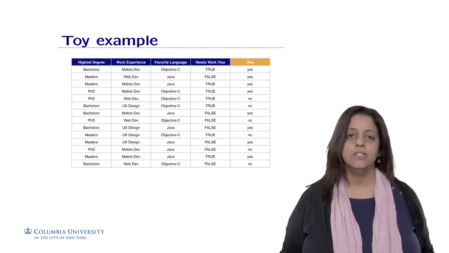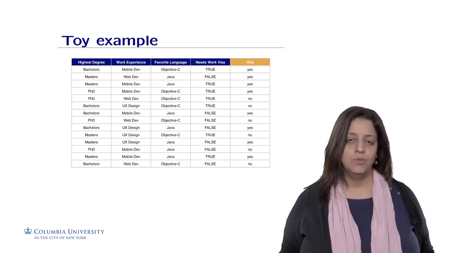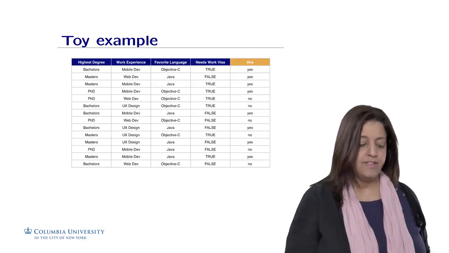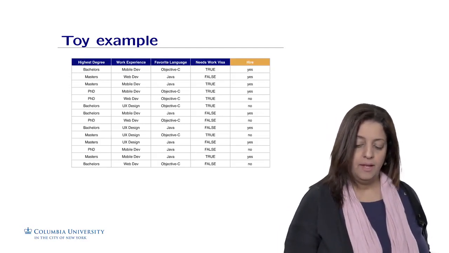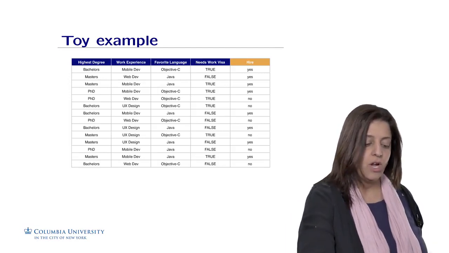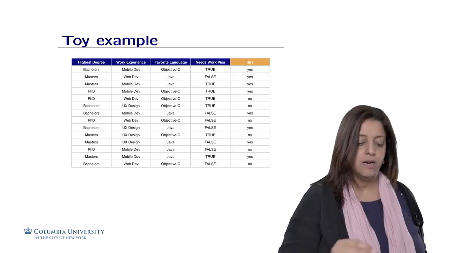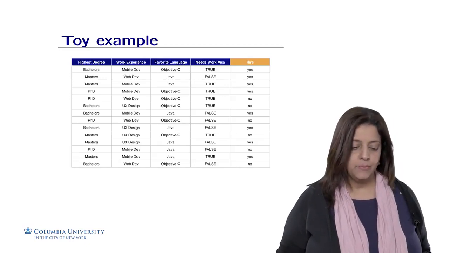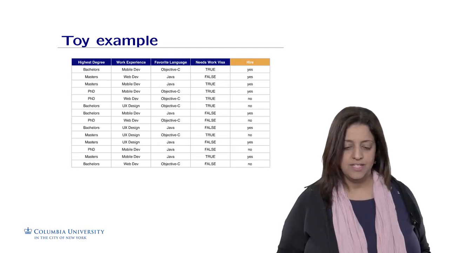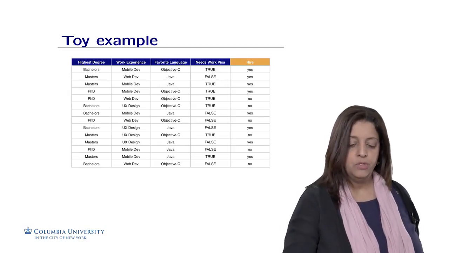Here's an example about job hiring. Suppose we have historical data about applicants who applied to a given company for a job. So we have the list of applicants from the past. We also have features describing these applicants, and these features are highest degree, work experience, their favorite programming language, and whether they needed a work visa or not. We have the label, which is whether the company ended up hiring them or not.